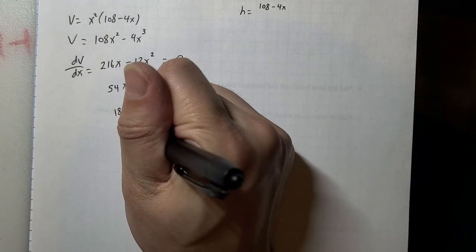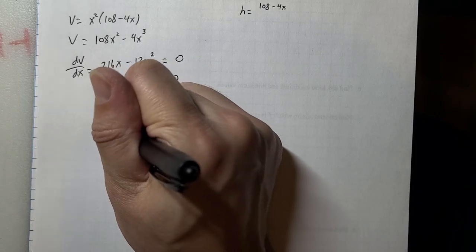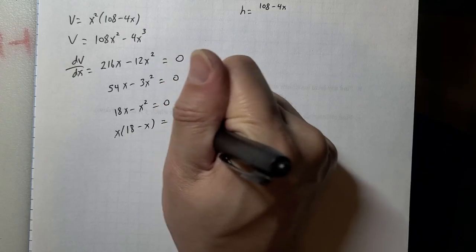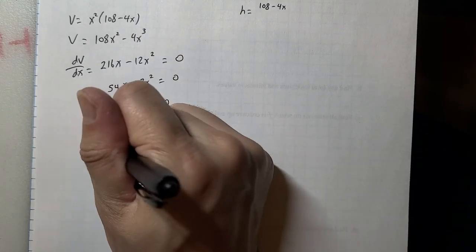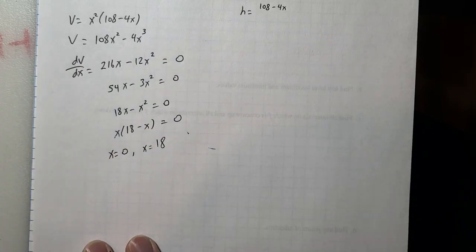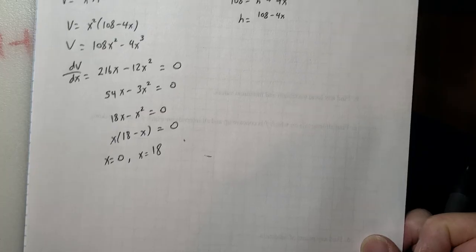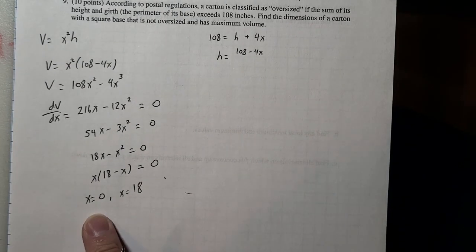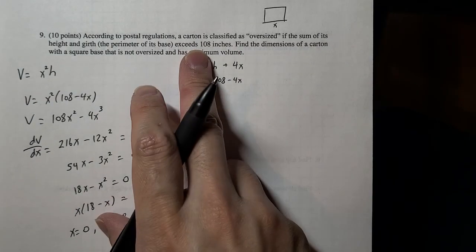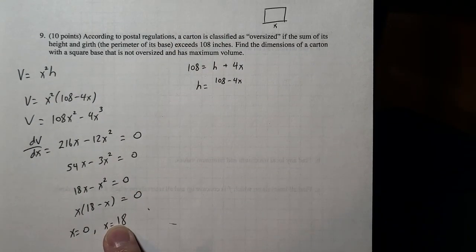So now we can factor here. So it'll be x times (18 minus x) is equal to 0. So we have critical points: x is equal to 0 and x is equal to 18, okay? If x is 0, we won't have any girth, so there's no carton at all. So we're not going to use that. We're going to use 18.